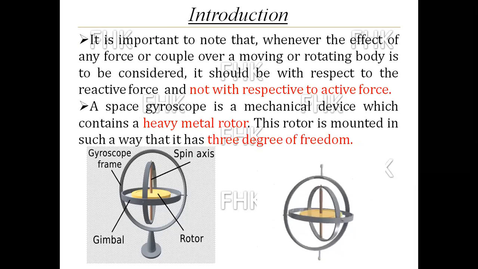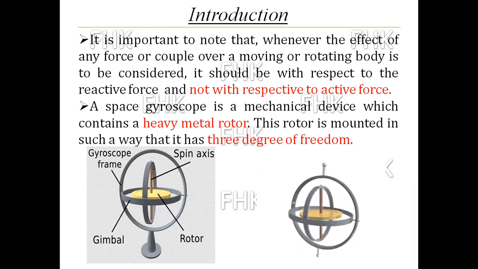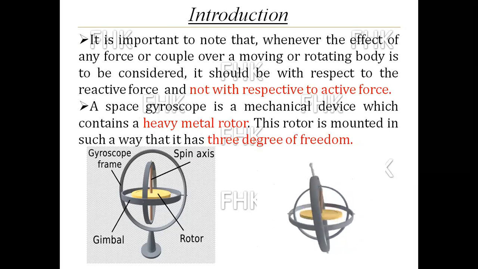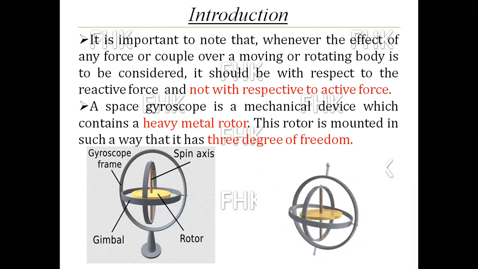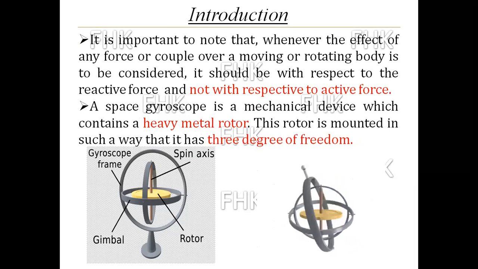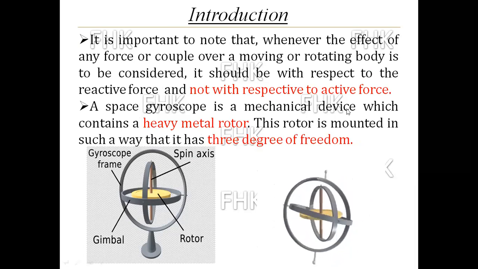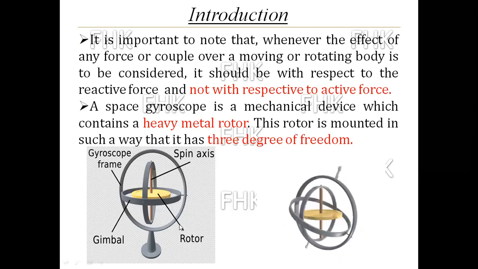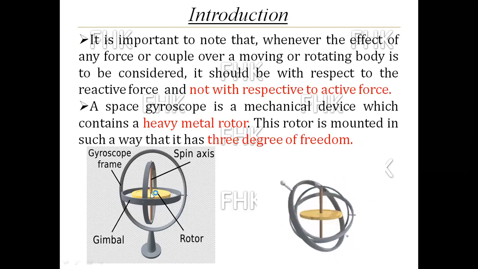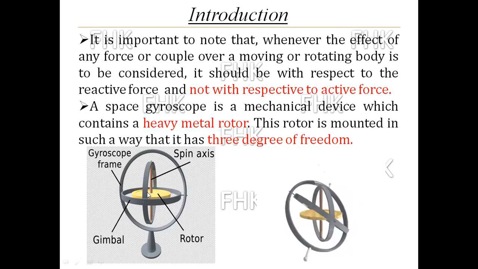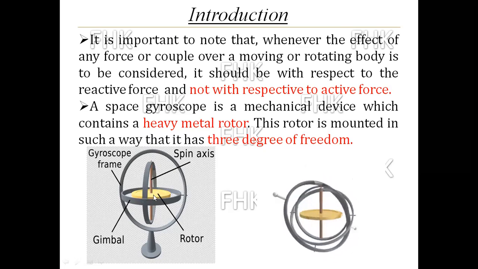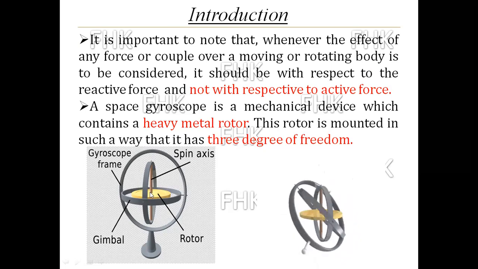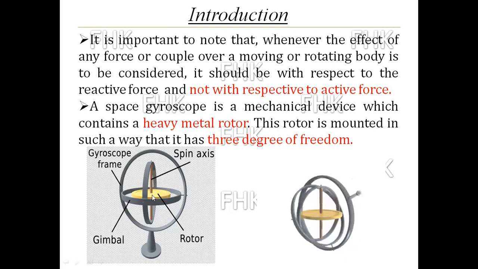A space gyroscope is a mechanical device which contains a heavy metal rotor. This rotor is mounted in such a way that it has 3 degrees of freedom. In the figure you can see the rotor in yellow color. This rotor is a heavy mass rotating about an axis. That axis is called a spin axis.